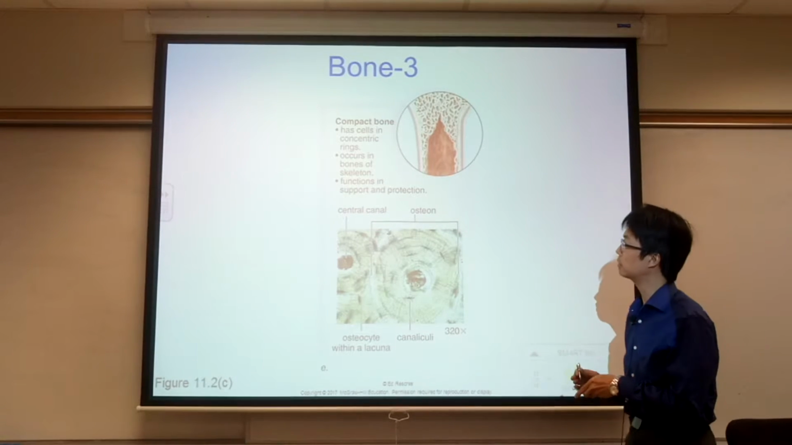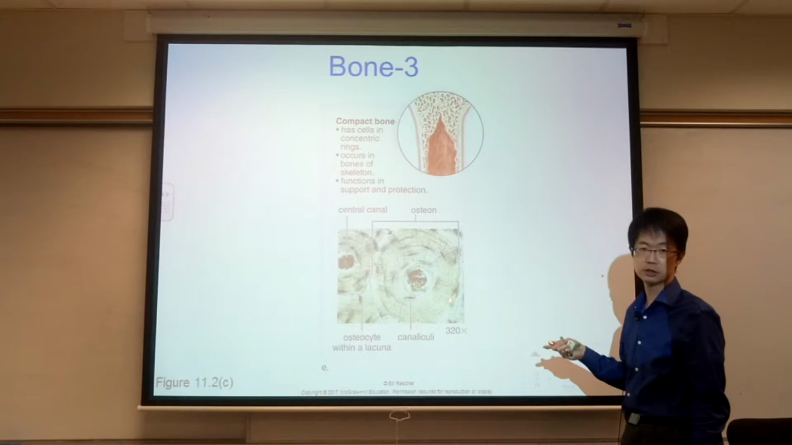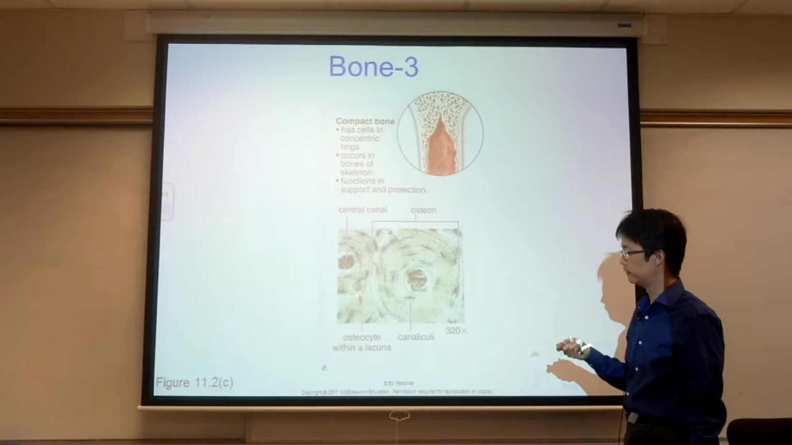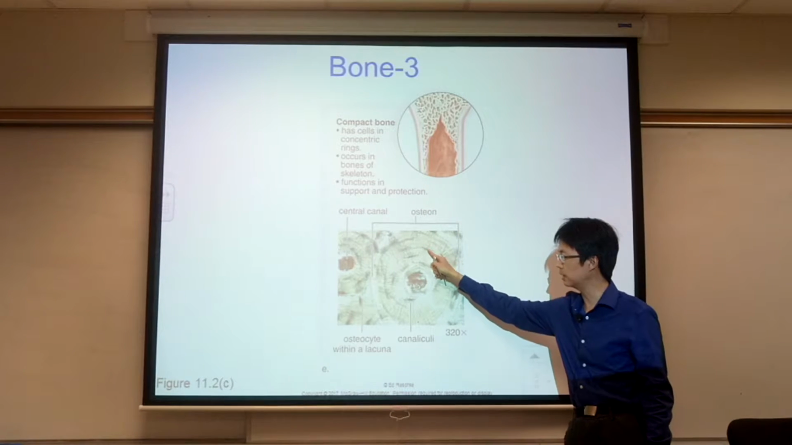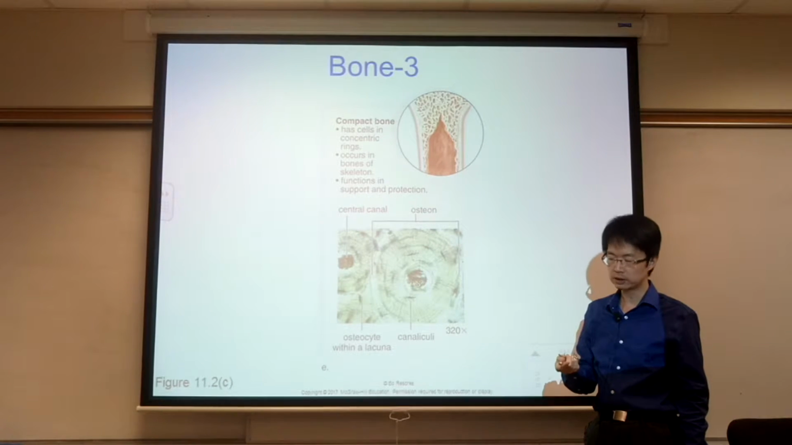So you can see that, okay, compact bone, this is the osteon that I talked about. It looks like a tree ring, literally. This is the central canal, and this is the osteocyte, inside one lacuna. The dark spot here is one osteocyte living in one lacuna. You cannot tell the differences. You can only see a dark spot here, a dark spot here. Basically, it is one osteocyte living in one lacuna.